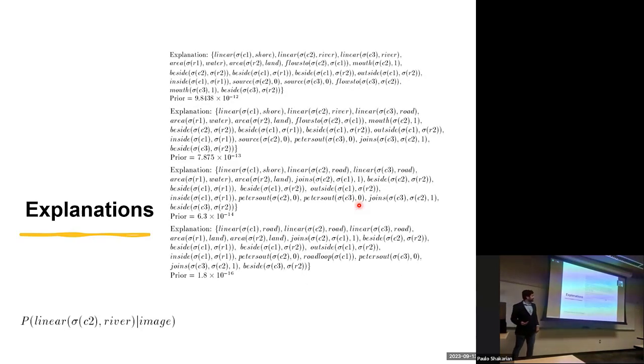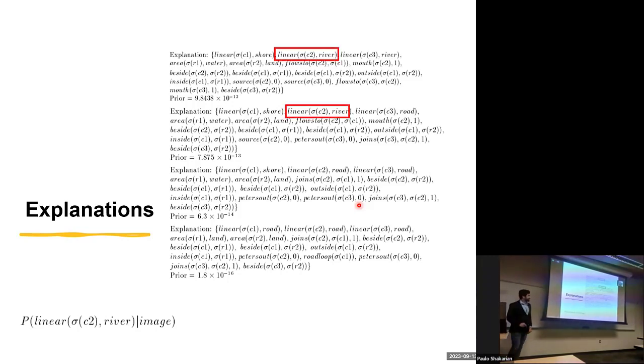Now here he came up with a bunch of explanations for this. We could say that there is a road, a scene object that's a road associated with C1. There's another linear object that is also a road, and so forth. And because of the probabilistic information expressed in the disjoint declarations, he can compute the priors of these explanations as well.